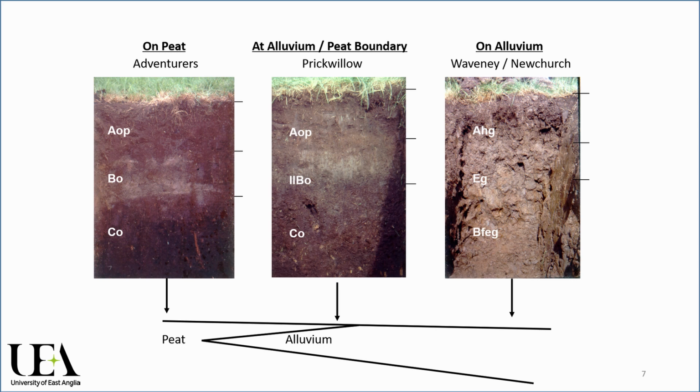And then lastly we have the adventurous soil, the peat soil. You can see the soil profile is much darker than the other two, which is indicating it's higher organic matter content. And we have very organic matter rich AO horizons, BO horizons and CO horizons, with peat material from surface to subsoil.